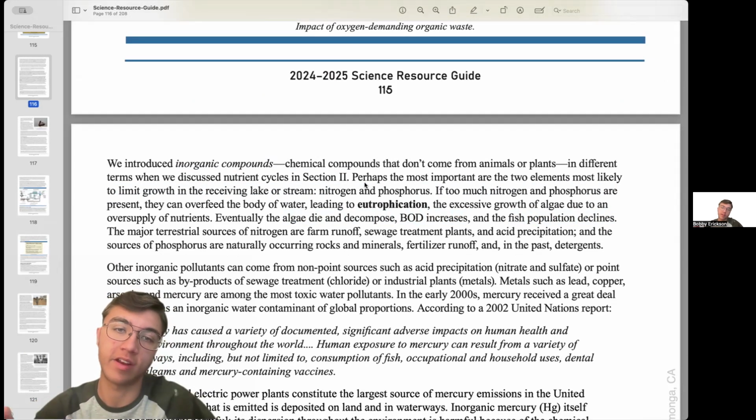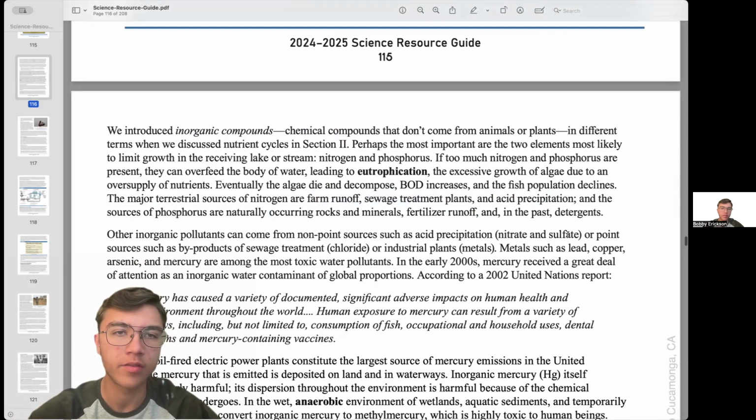So where does this nitrogen come from? Well, it comes from farm runoff, sewage treatment plants, acid precipitation. Farm runoff makes sense, that's from fertilizers. Sewage treatment plants, well, nitrogen is going to be present in sewage because it's present in waste. And then we have acid precipitation, so acid rain, nitric acid. And then phosphorus actually occurs naturally in rocks and minerals, and in fertilizers, once again fertilizer runoff. And in the past, detergents used to contain phosphorus as well. So remember that detergents have some phosphorus in them.